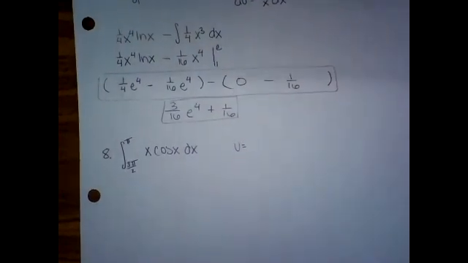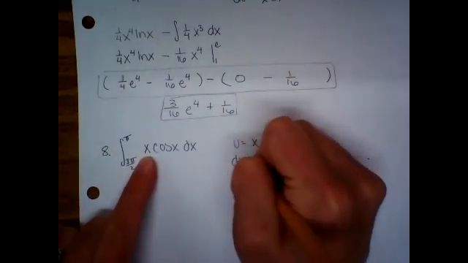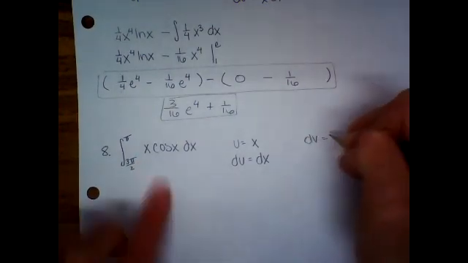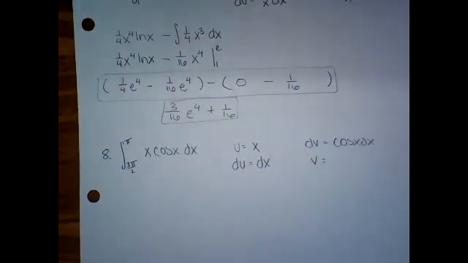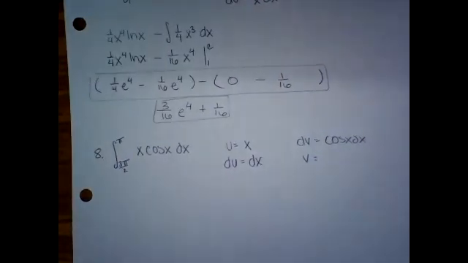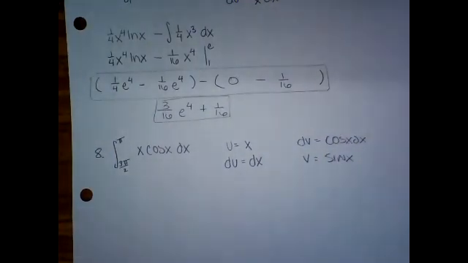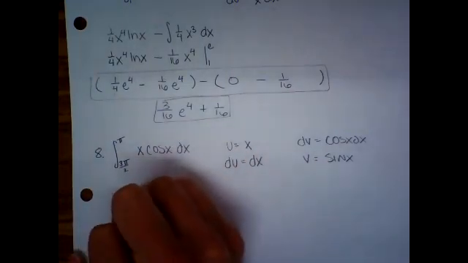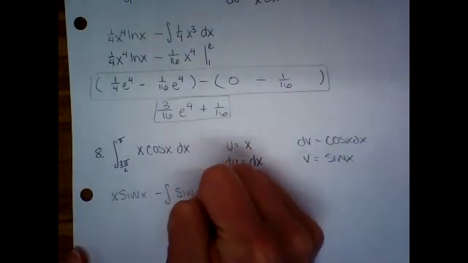All right, what are we gonna let u equal? X, good. And so du would just be dx, which is nice. So dv is the cosine of x dx. And for v, you have to do an antiderivative. Sine, good. All right, so we're going to do u times v, so x sine of x, minus integral v du. So that's sine of x dx.